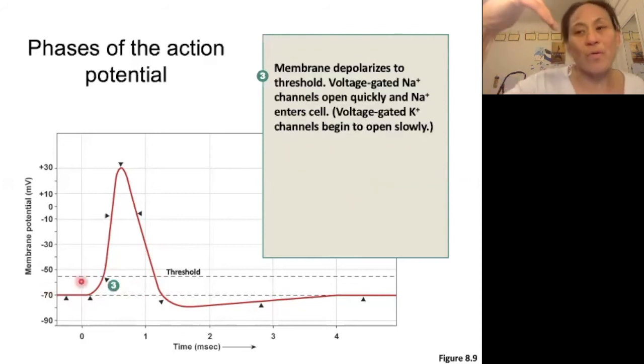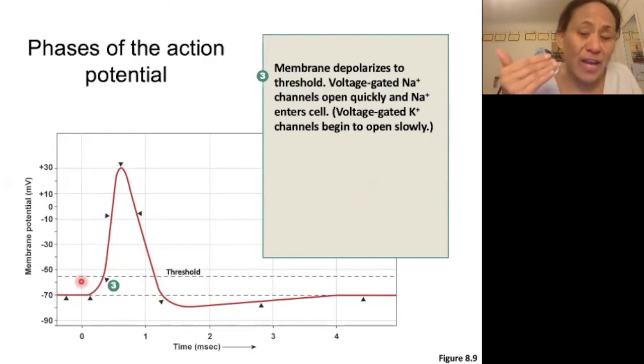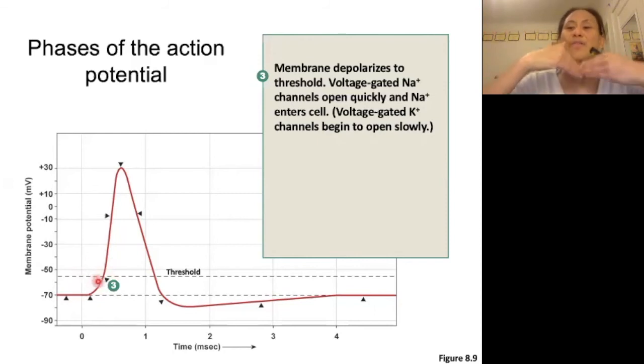Once we depolarize the membrane to threshold, that triggers the opening of a whole bunch of sodium channels. These sodium channels, which we'll talk about a little more in a little bit, are voltage gated. So if we reach this voltage, then those channels will open. And so we're going to have a sudden increase in sodium permeability.